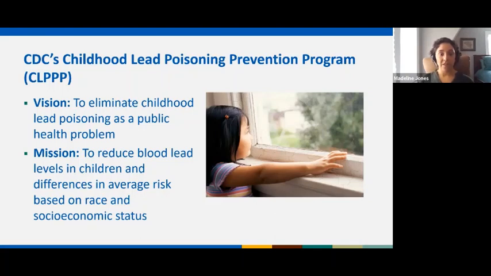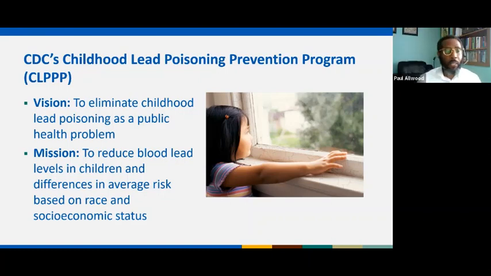So now I'm going to transition to discuss CDC's role in preventing childhood lead exposure. So at the CDC, our childhood lead poisoning prevention program's vision is to eliminate childhood lead poisoning as a public health problem. Our mission is to reduce blood lead levels in children and differences in average risk based on race and social class. Paul, would you like to add anything about this?